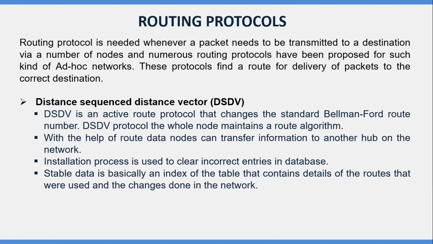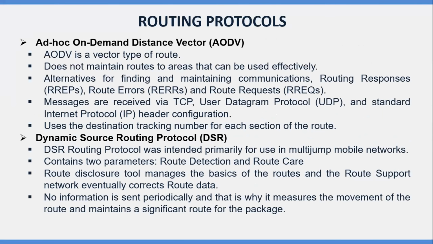Destination-Sequenced Distance Vector (DSDV) is a table-driven protocol. It is an active routing protocol that changes the standard Bellman-Ford routing algorithm. The DSDV protocol maintains the whole data of the routing algorithm, where with the help of route data nodes can transfer information from one place to another, and an installation process is used to clear incorrect entries in the database. The table in this protocol is basically an index that contains details of all the nodes to send data from one place to another.